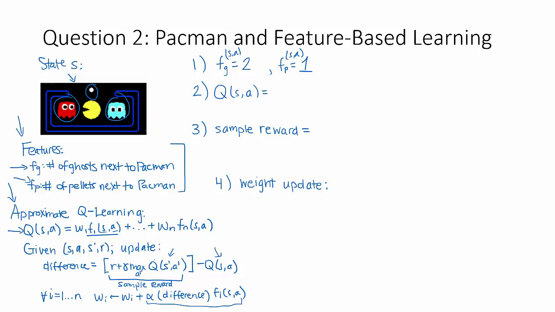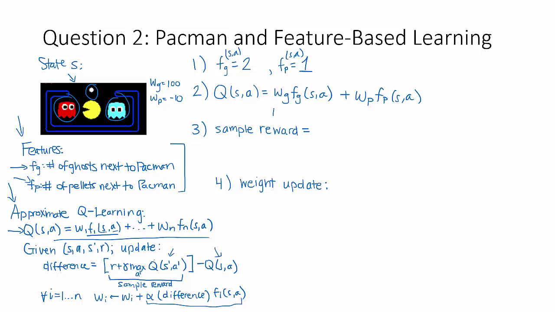For the second question, we're asked to compute the Q value for the state, given that the weights Wg equals 100 and Wp equals -10. So to compute the Q value, we use this equation here. It's going to be a linear combination of the features. We have 2 features, so it's going to be the weight of the ghosts times the feature value of the ghosts for the state action pair, plus the weight of the pellet times the feature of the pellet for the state action pair. We can just put in numbers.